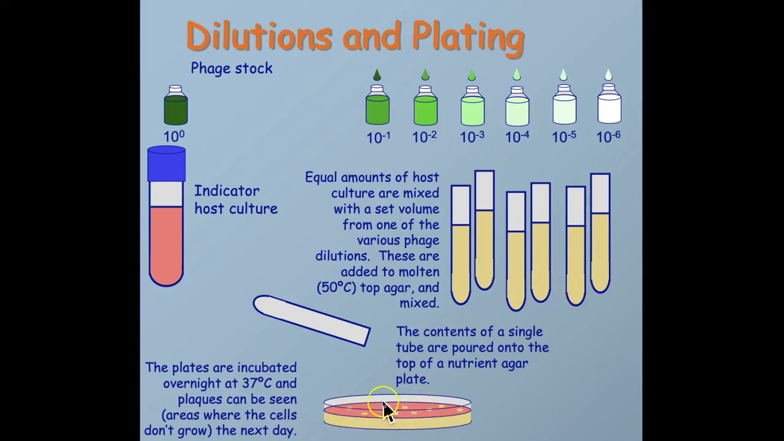By counting these spots, these plaques on these plates, and multiplying this number by our dilution factor, we can work out how many phages were in our original stock solution or our original sample.